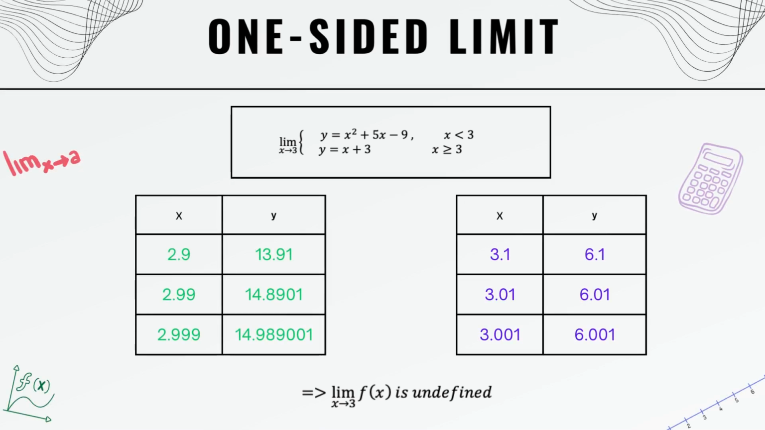Method 1, value table. Simply approach 3 using the first formula to find the left-handed limit and the second formula to find the right-handed limit. As you can see from this table, x is approaching 3 from the left side and y is approaching 15. As x is approaching 3 from the right side, y is approaching 6. As those two values are different, the limit does not exist at 3.